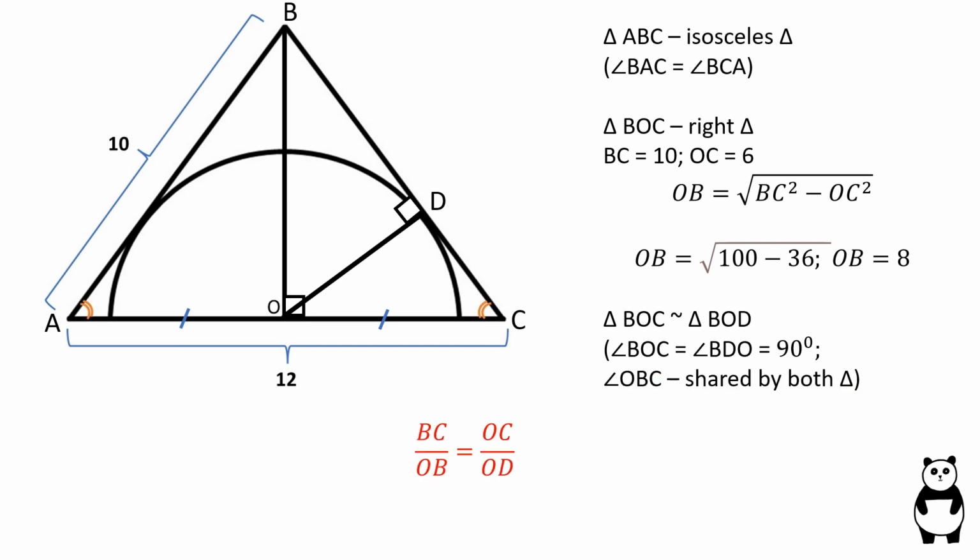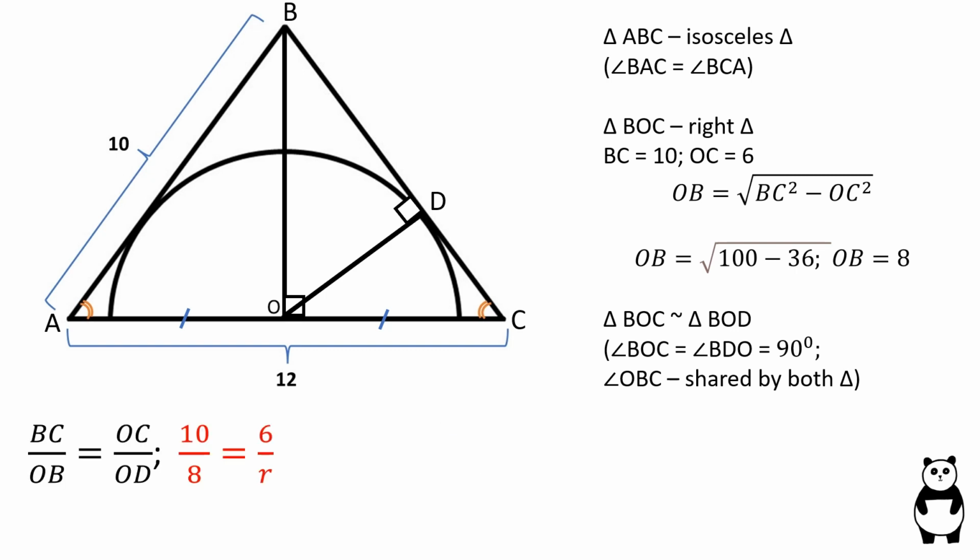In similar triangles, the corresponding sides are proportional. Therefore, BC over OB is equal to OC over OD. Let's plug the values into the equation, and after solving it, we get that the radius is equal to 4.8.